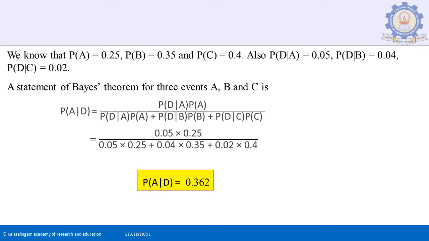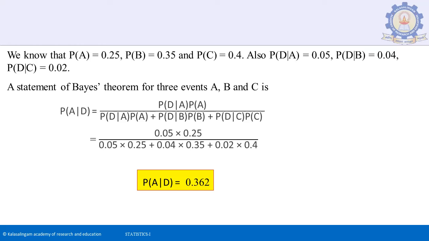By the statement of Bayes' theorem for the three events A, B and C, the formula is P of A given D is equal to P of D given A into P of A, divided by P of D given A into P of A plus P of D given B into P of B plus P of D given C into P of C. So substituting the values, you will get the answer P of A given D is equal to 0.362.